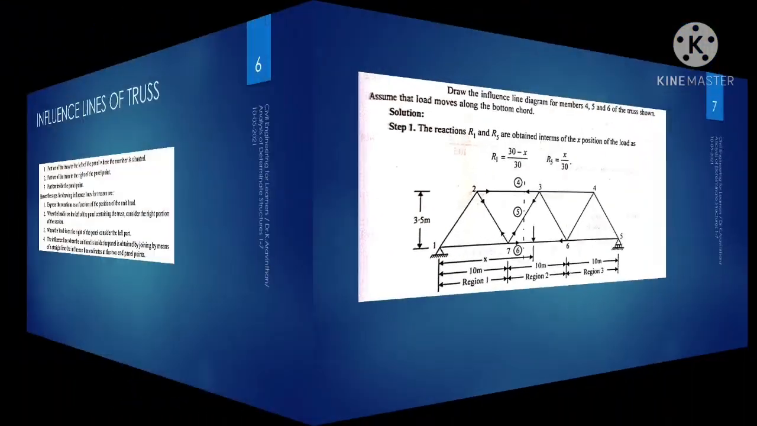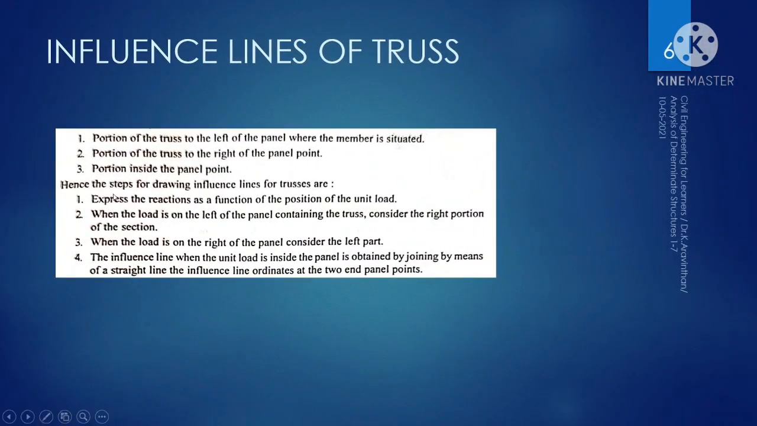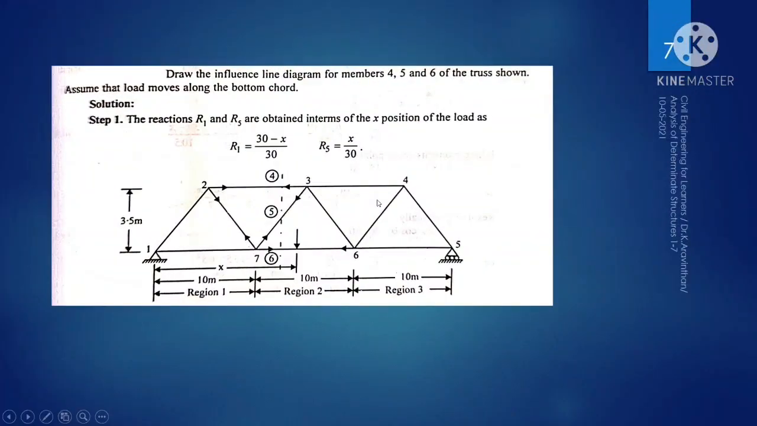So this is the process, the same process we will proceed. First thing is to express the reaction as a function of the position of the unit load. Okay, so we already know the function, that is L minus X divided by L. What do you mean by L? L is the length of the member. The whole member consists of 30 meter. This is our point of interest, that is considered as X. So it is 30 minus X divided by 30.